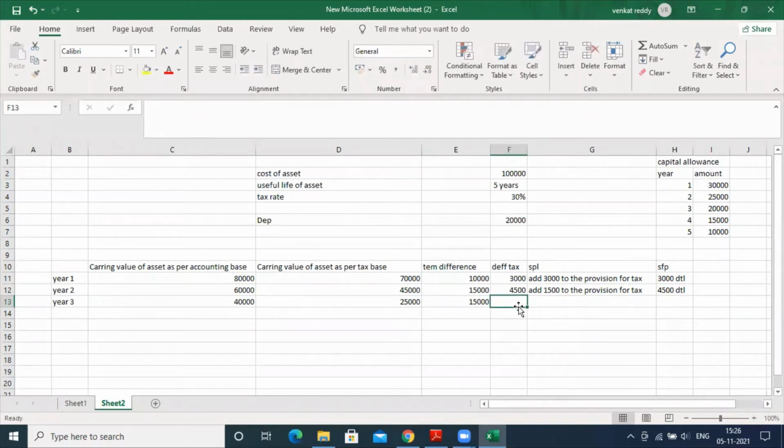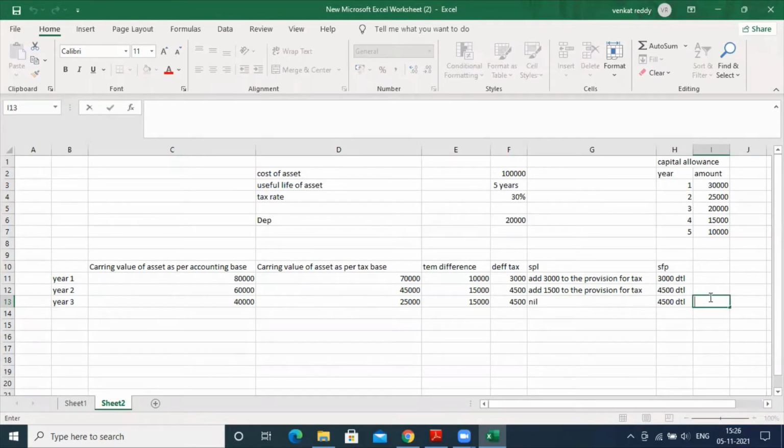So there is no change in the temporary difference for the third year compared with the second year. So the deferred tax amount will also be same, 4,500. So in this case, there will not be any entry in the statement of profit and loss account because there is no movement of deferred tax for the current year. And when it comes to the statement of financial position, we continue to recognize the deferred tax liability as 4,500. So this is accounting treatment for the third year.